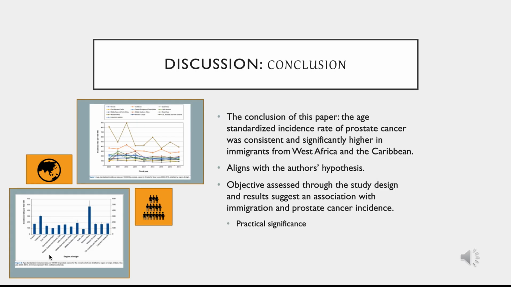The authors conclude that from 2008 to 2016, the age-standardized incidence rate of prostate cancer was significantly higher amongst immigrants from West Africa and the Caribbean than other immigrants and long-term residents of Ontario. This aligns with the author's hypothesis because the results are significant, such that the West African and Caribbean immigrant males have a 171% and a 91% higher incidence rate than long-term residents.